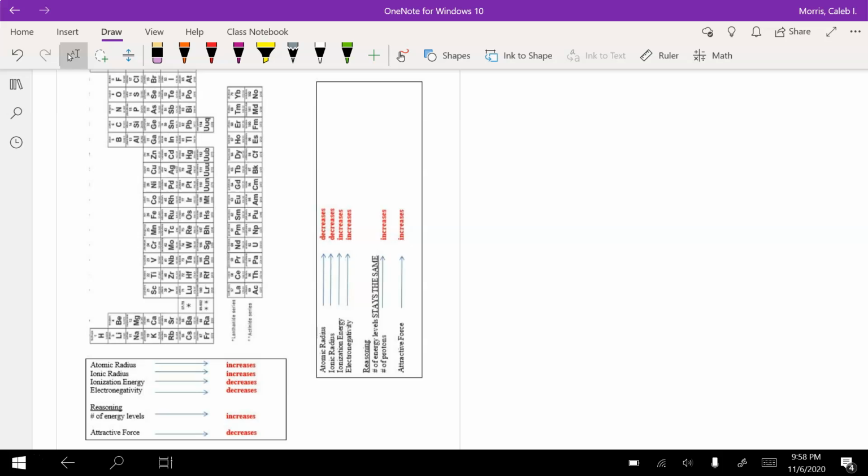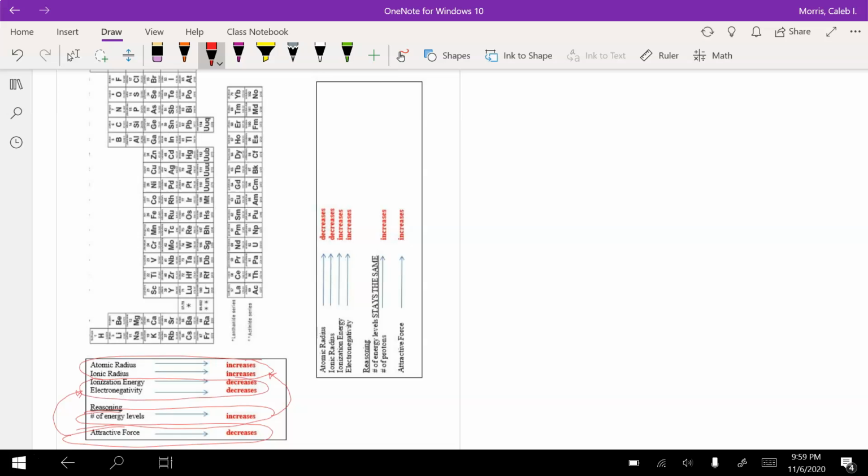Okay, so our reasoning is the foundation. The number of energy levels increases as you go down a group, and as a result, the attractive force decreases. It's getting bigger, the attractive force decreases. The number of energy levels increases, that makes the radius increase, either radius, atomic or ionic. The attractive force decreases, which is why our ionization energy and electronegativity decrease.